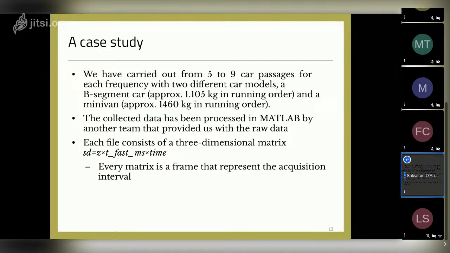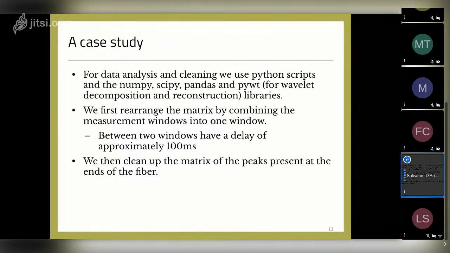The data has been processed in MATLAB by another team of the project, and then we have the raw data, which is a big matrix with all the data. Then we applied the denoising phase and the classification phase. For data analysis, we use some Python scripts with the libraries NumPy, SciPy, Pandas, and PyWavelets for the decomposition and reconstruction. Then we rearrange the matrix and clean it up of some distortion present at the end of the fiber.